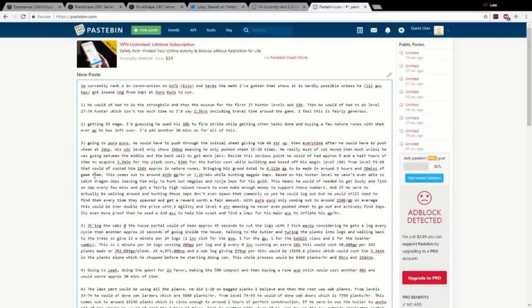In 9 hours and 30 minutes, you'd have to make 433k per hour or 7.2k a minute. And this is hunting magpies and ninja imps. So you can see right here that I put Puro is only coming out to around 150k an hour on average. And that's looking at the normal servers where there's bots and a lot going on.